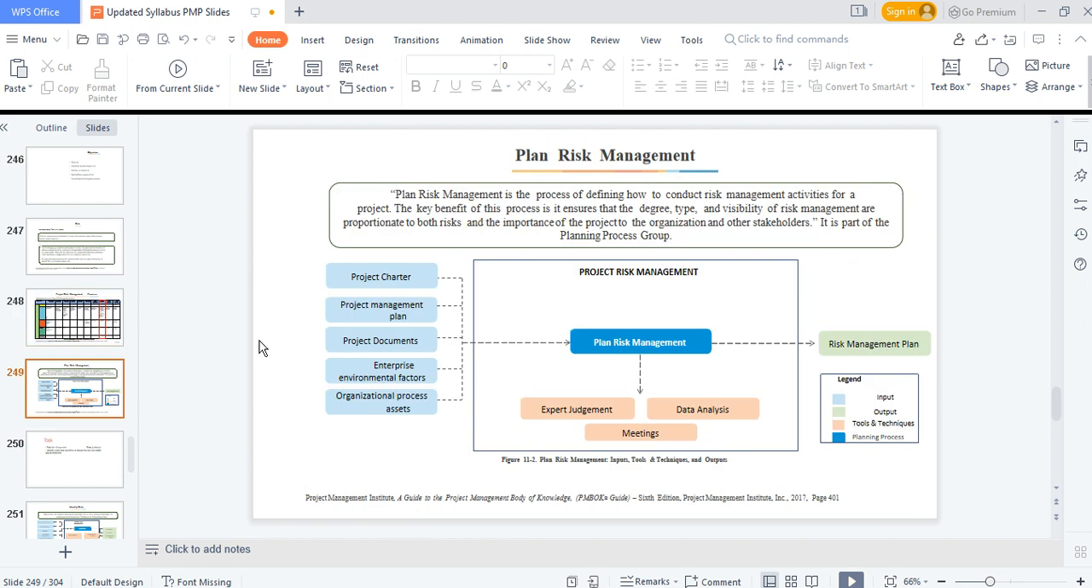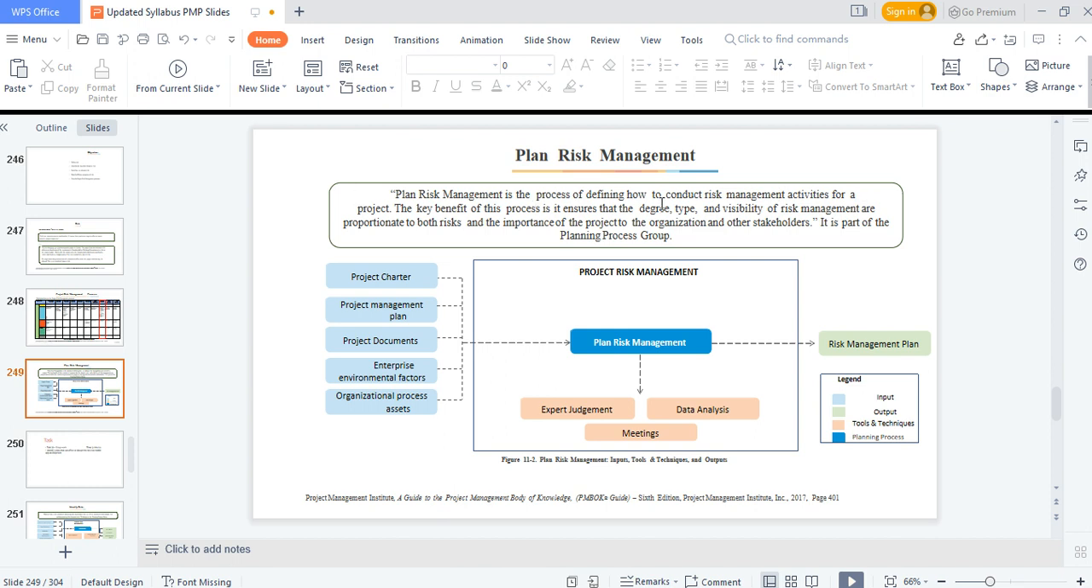So plan risk management. Risk management is the process of defining how to conduct. Anytime we talk about planning, we're talking about how. And as a project manager, once you understand how, it helps you a lot. Because if you can ask yourself all the hows, then you can properly manage your project. But if you're not exhaustive about asking yourself all of the hows, you're going to have issues. So, plan risk management is the process of defining how to conduct risk management activities for a project.